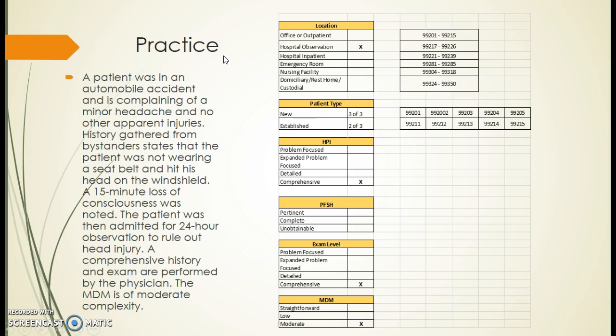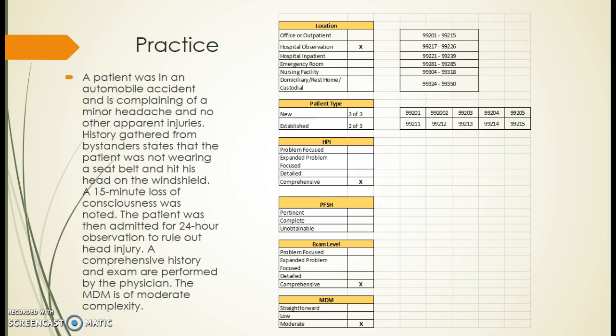So 99218, detailed history or comprehensive history. So he has a comprehensive, so we're good there. Detailed or comprehensive exam, he does have that. Low complexity or straightforward medical decision making. That blows that one out. So we'll drop down to 99219.